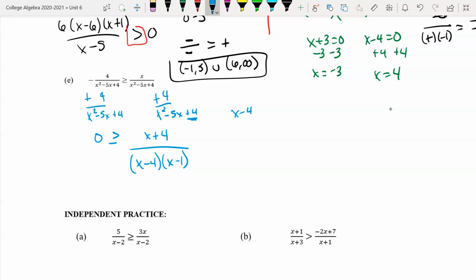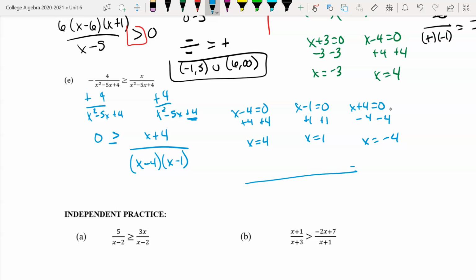I'm going to set the bottom equal to 0, the top equal to 0. So x equals 4, x equals 1, and x equals negative 4. So I'd say negative 4 to 1 to 4. Again, my favorite test point is 0. So I just plug it in, look at the signs, to be positive over negative times a negative, which would be a positive over a positive, which would be a positive answer.